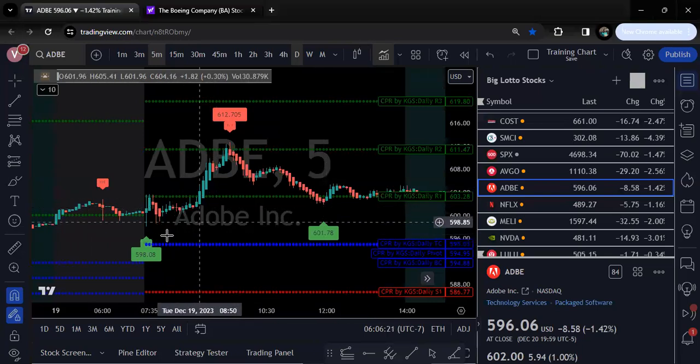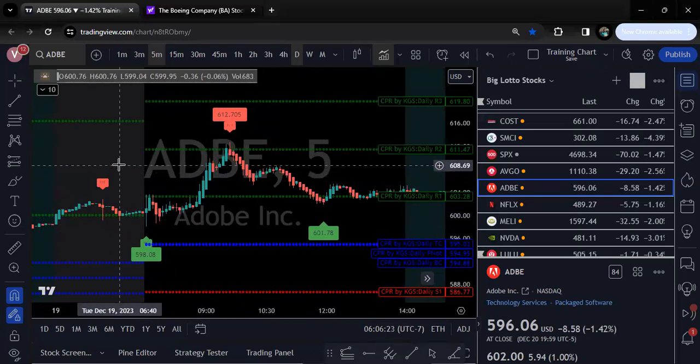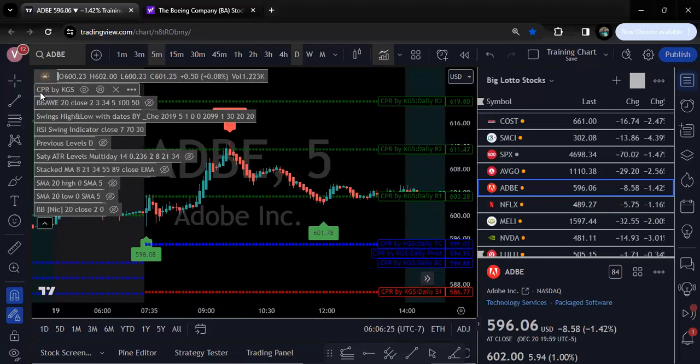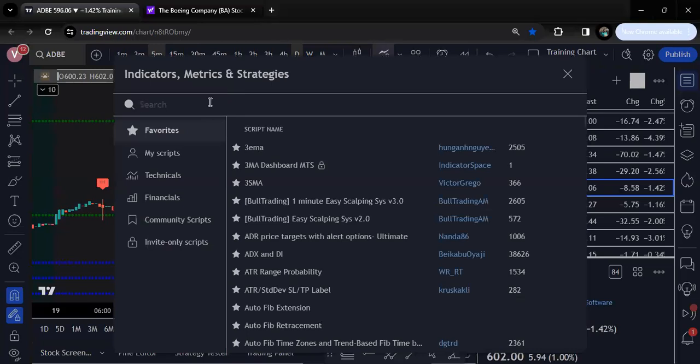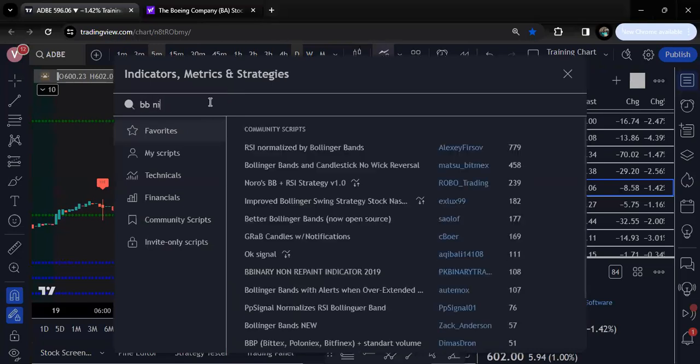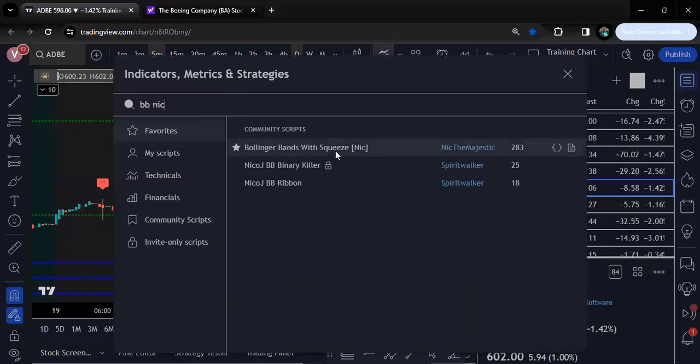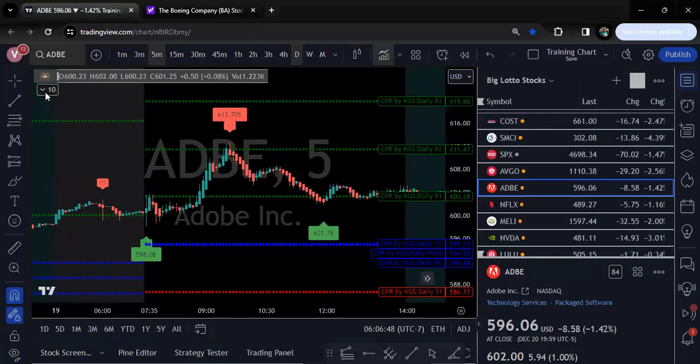Okay. Now, the indicator I'm introducing is also a Bollinger. So when you go to the indicators, you type BB and then you type NIC. Then it will give you this. So this is a Bollinger Band with squeeze. It shows you the squeeze and you can know what to anticipate, the move up or down. The other one is still good. It can give you the buy and sell. And this one is also good depending on which one you want to use.